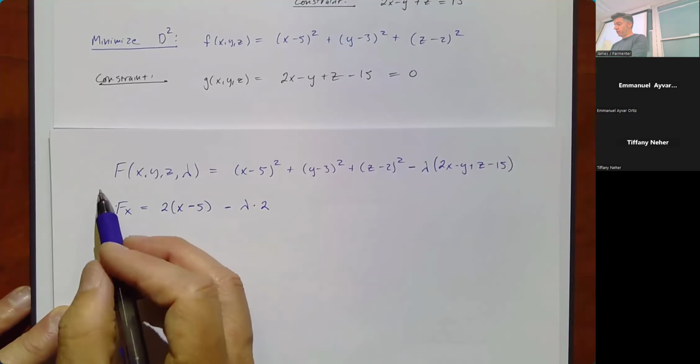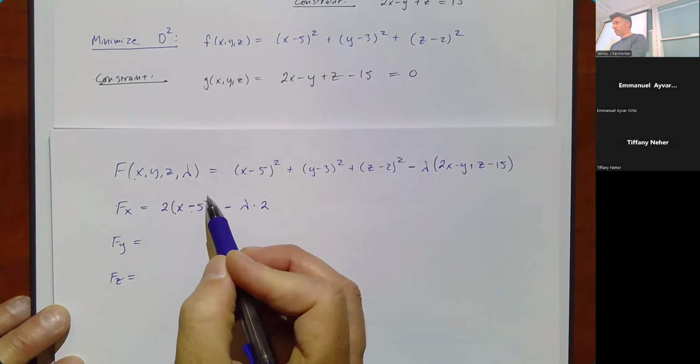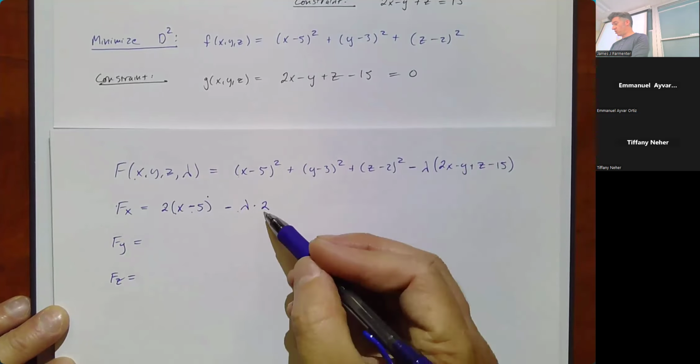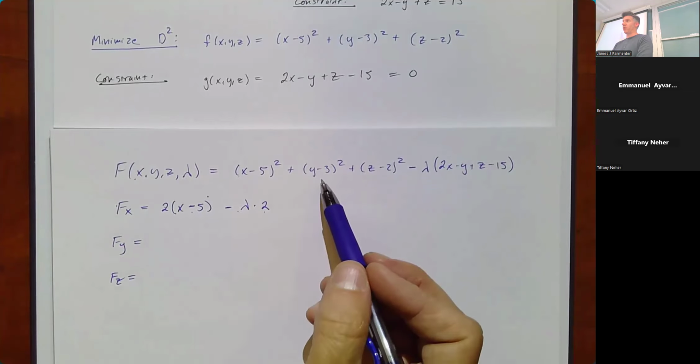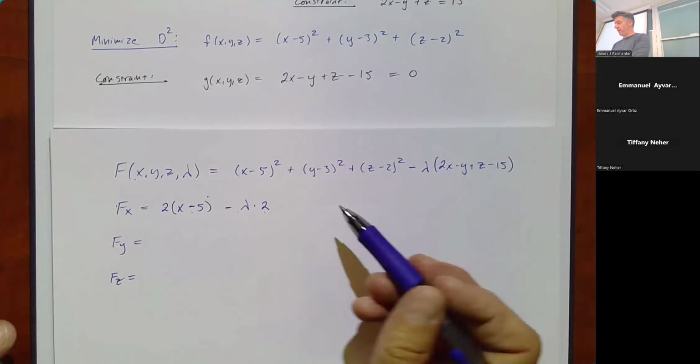So the partial with respect to x, the derivative of x minus 5 squared is 2 times x minus 5 to the first times 1, minus lambda times the derivative of 2x, which is just 2. Y minus 3 squared is a constant, and z minus 2 squared is a constant as far as we're concerned for Fx.